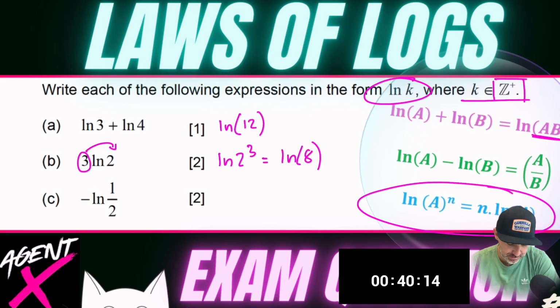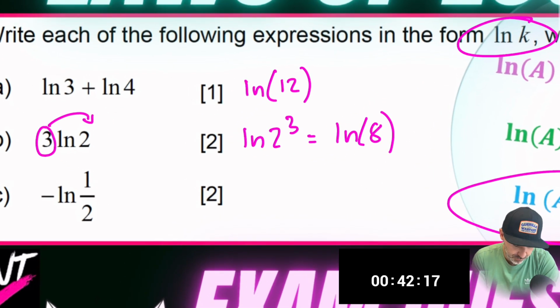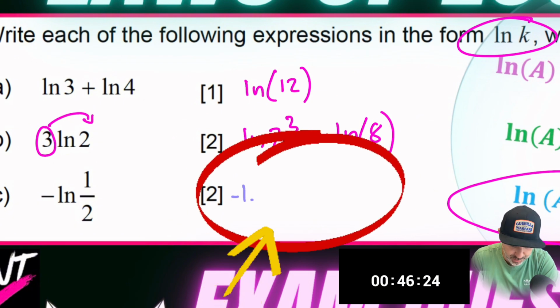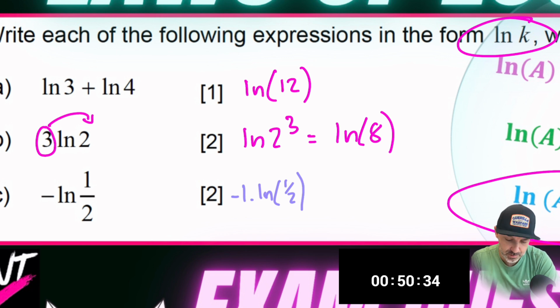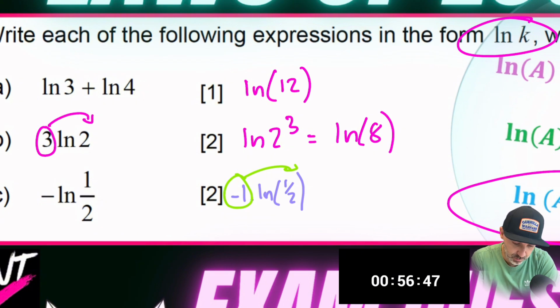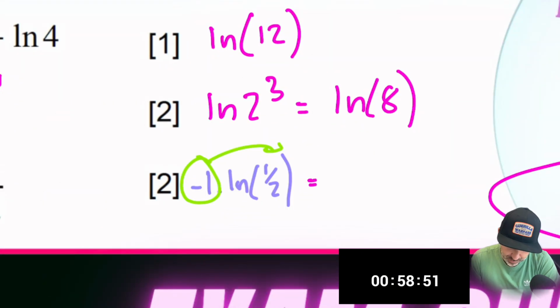Let's have a look at part C. Therefore, then we have minus log. Right, okay, so the best way to do this is think of this as minus 1 times natural log of a half. And what we'll do is we'll use the power rule again here. We'll bring this minus 1 up and put it at the top here. So what we'll do is we'll have natural log of half raised to the power of minus 1.